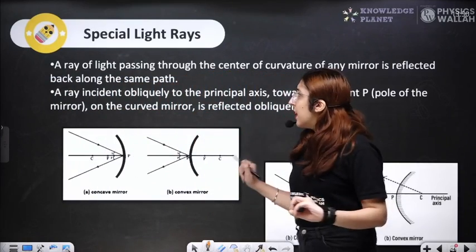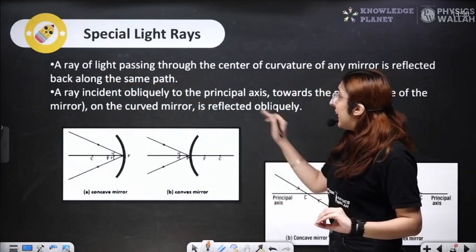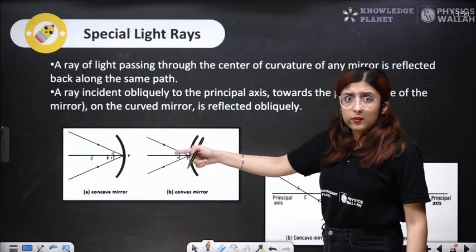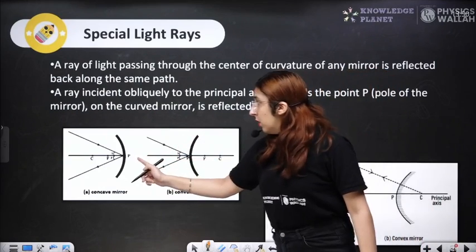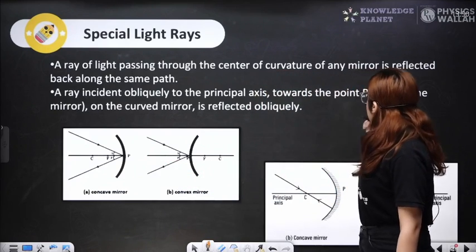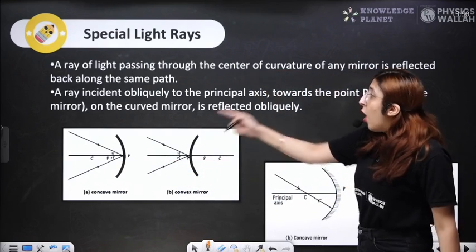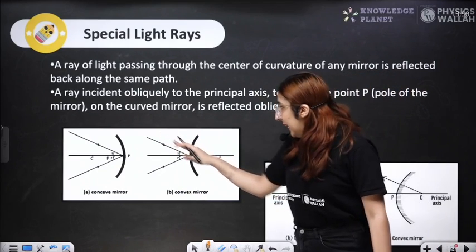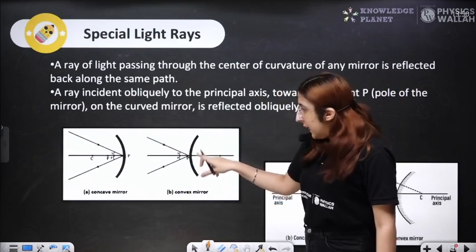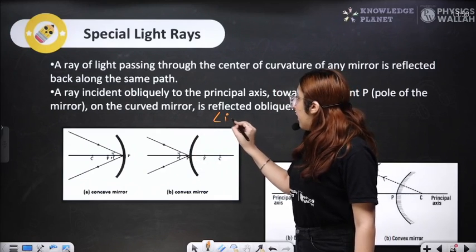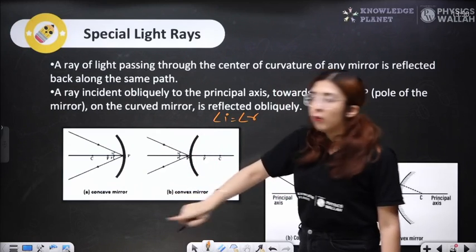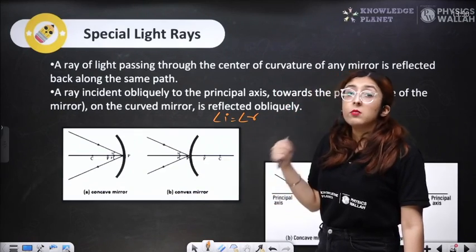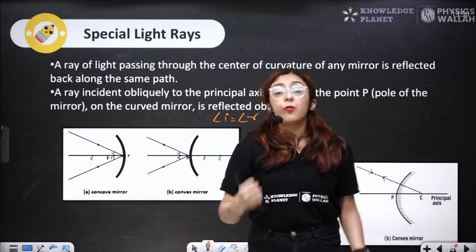The last one is very, very easy. The last one says a ray incident obliquely to the principal axis towards the point P, or the pole of the mirror, on the curved mirror is reflected obliquely. Have a look. An oblique ray hits the pole, follows the law of reflection and moves obliquely only. Alright, these four rays we are going to use in order to form images.